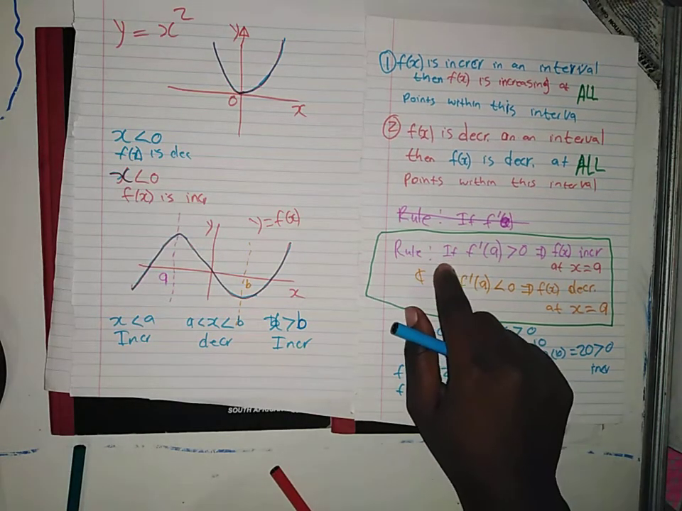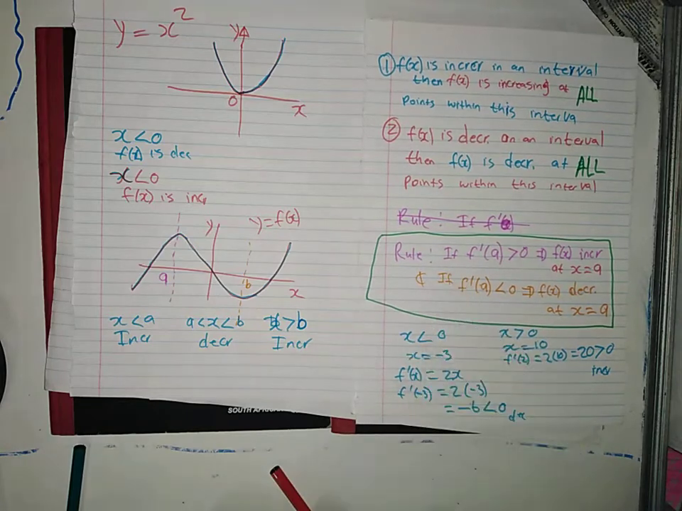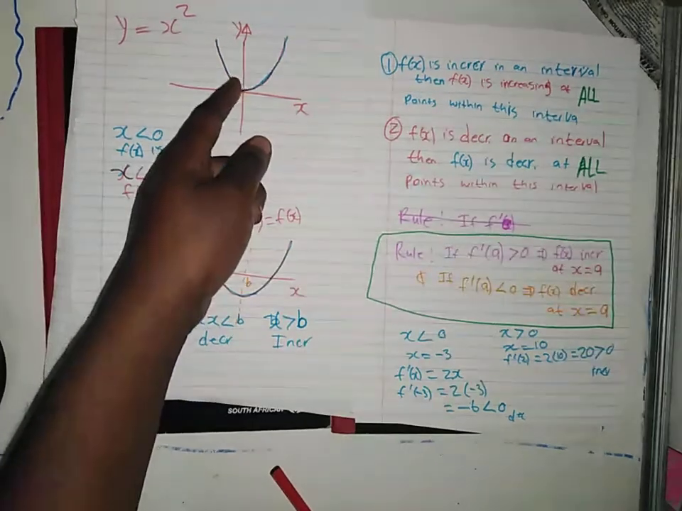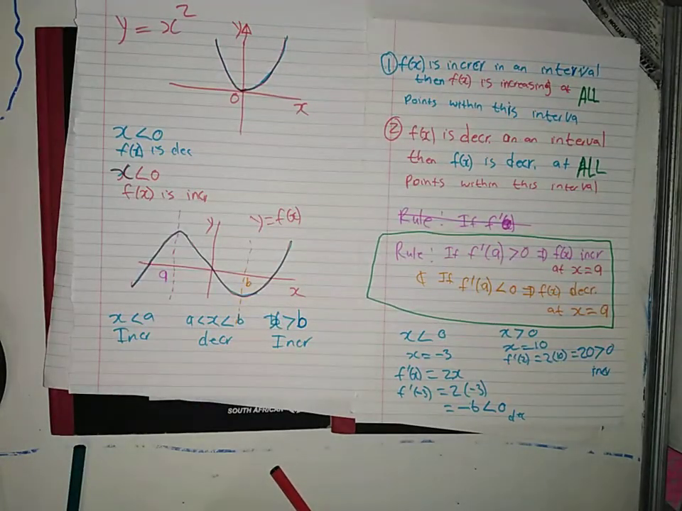Okay, now let's try and use this rule and see what is happening at this point. Obviously we do not know what the graph is here, but we know what the graph is here. So we're going to use a graph and test this point at 0 and see what is happening.